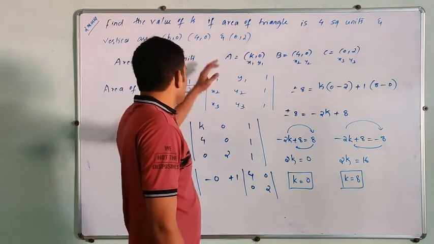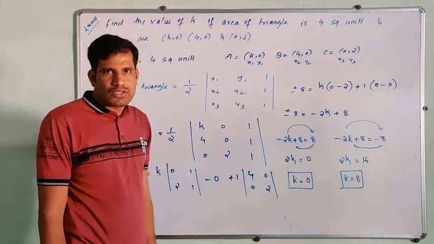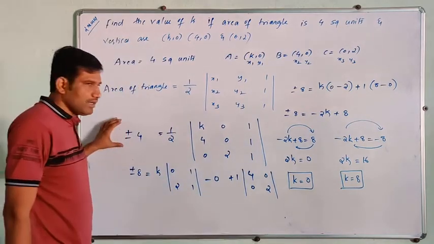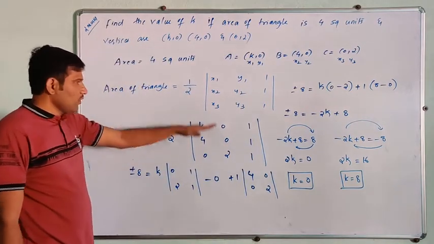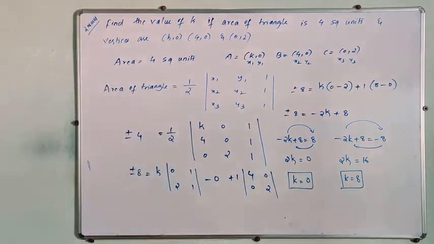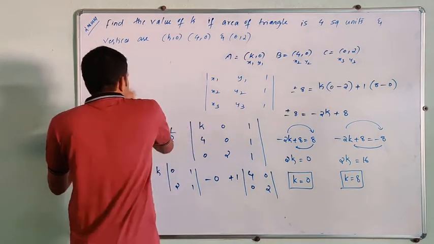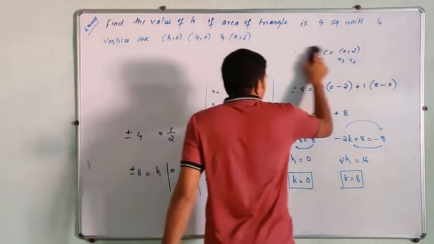So take the area of the triangle that is given, take the three vertices as x1, y1, x2, y2, x3, y3, take the area of the triangle as plus or minus 4, substitute here and expand it. We will get the answer. So we are getting two values of k. Let's solve one more problem.